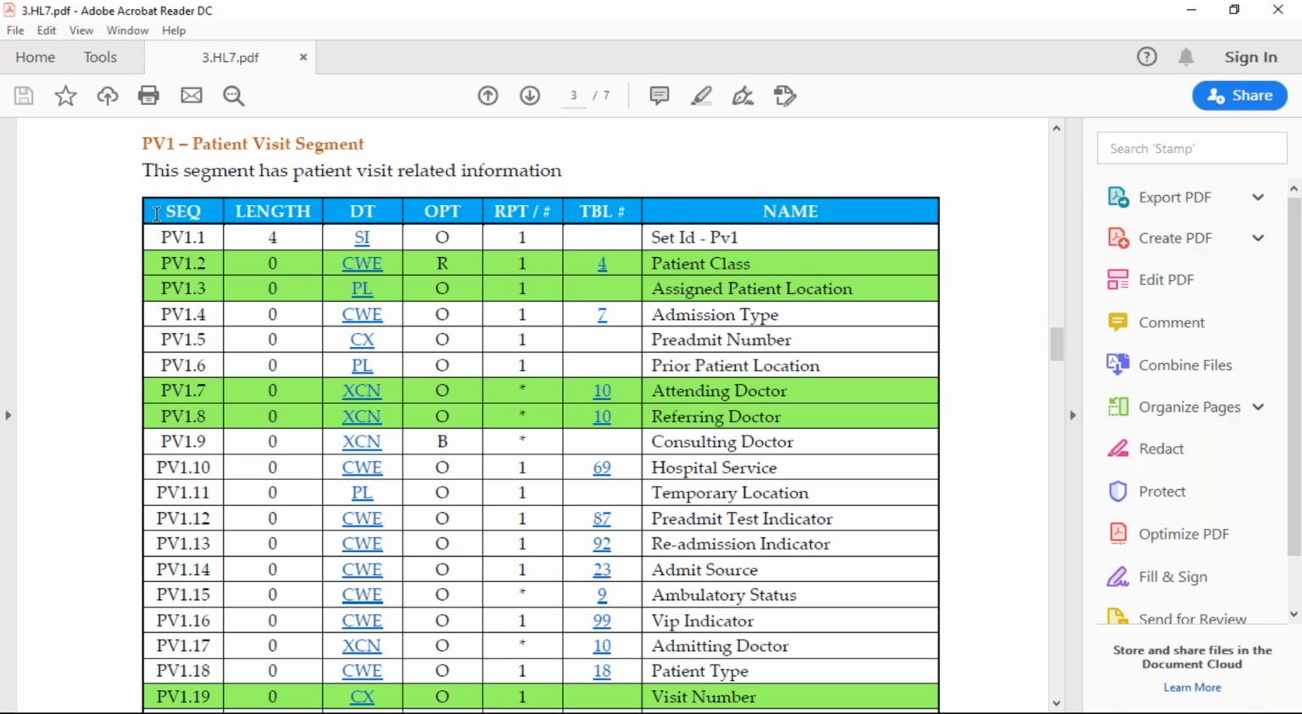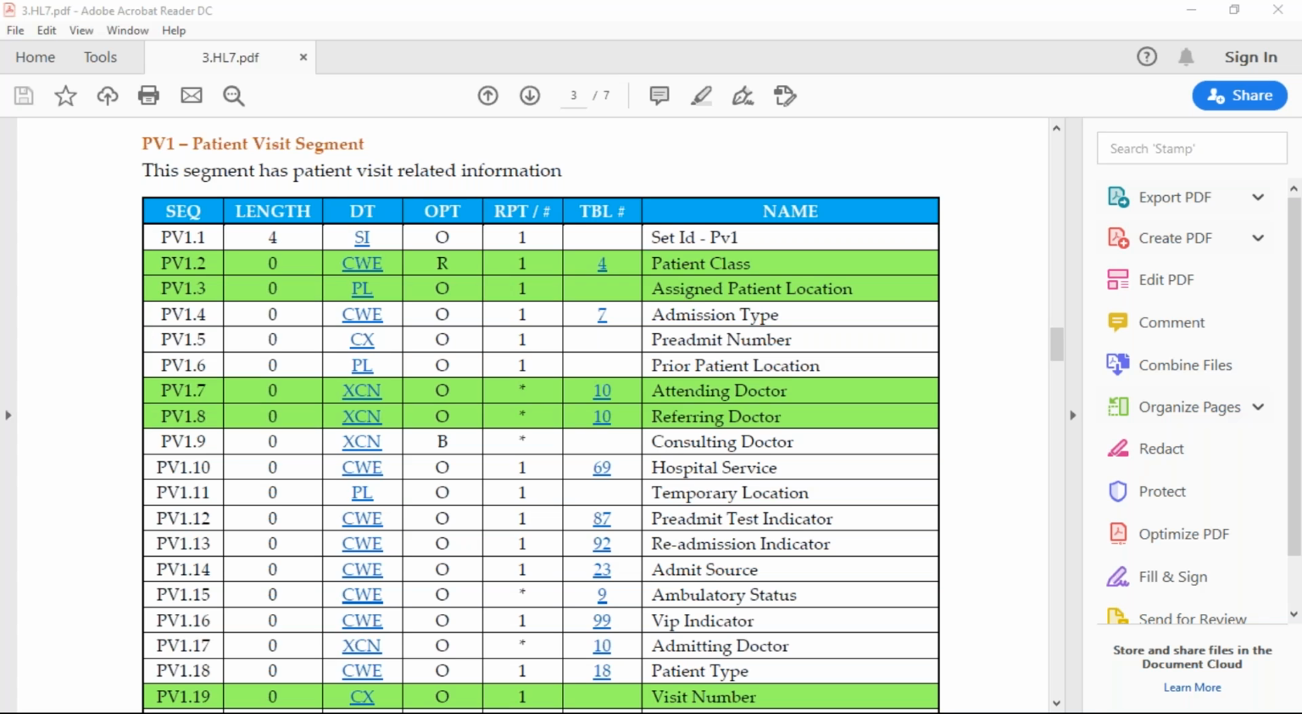Okay, so PV1-1 is again the set ID. PV1-2 is the patient class, which indicates whether a patient is an inpatient or an outpatient, or an emergency visit. Then PV1-3 is the assigned patient location. Usually we do have the locations where the patient is getting registered, right? Let us take up a scenario.